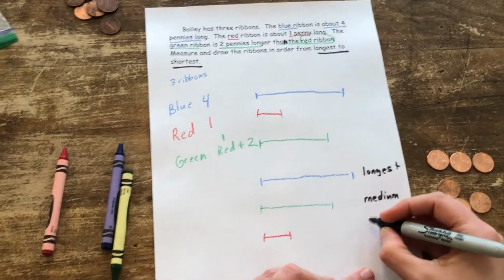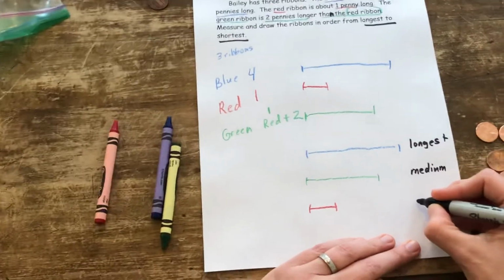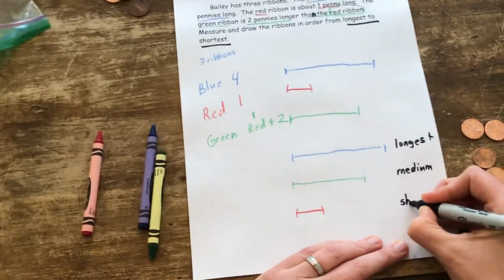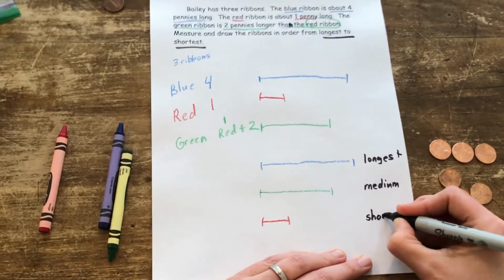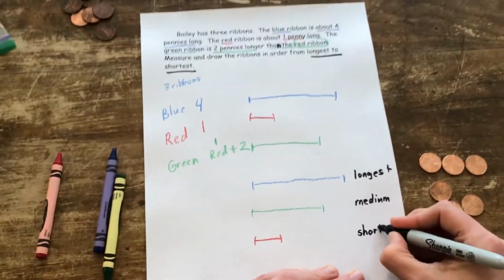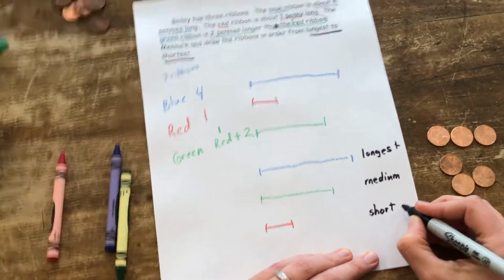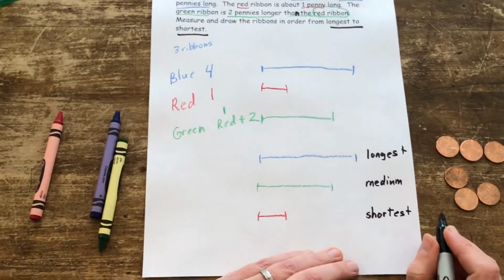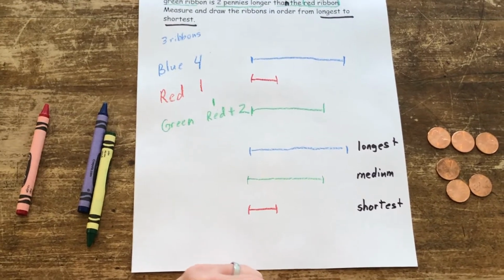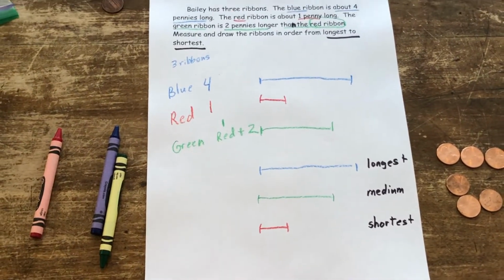Spell shortest for me. What's that digraph? You're right, S-H, or. What 2 letters make the or sound? O-R, T, est. What 3 letters make the est sound? Let me hear you. E-S-T. Nicely done, my friends. Let's check in and let's try another one.